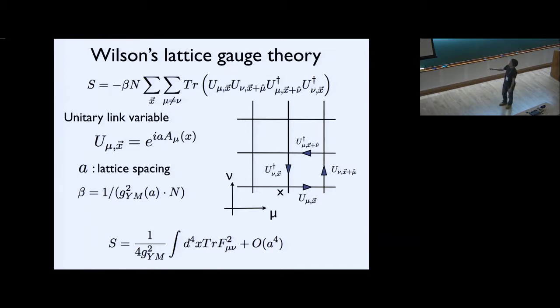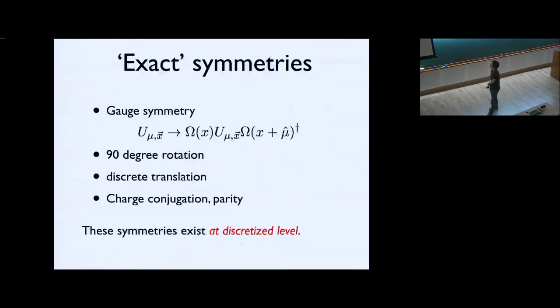And in 4 dimensions, this coupling constant should run as a function of lattice spacing. And then if we assume that i times a times A mu is sufficiently small, and expand this action around U equals 1, then we get the Yang-Mills action in the continuum up to higher order corrections. And this is the simplest action we always use, but why do we have to use this action?